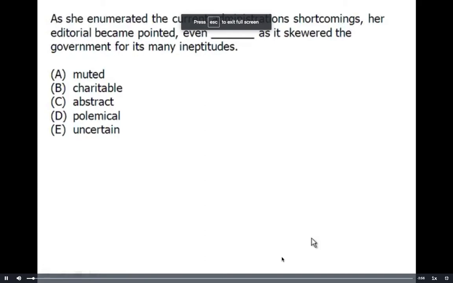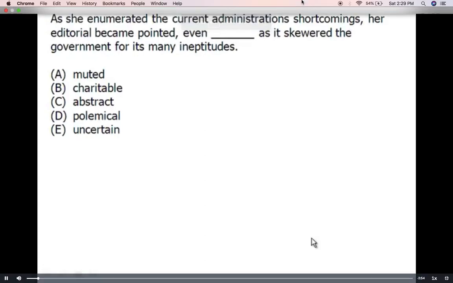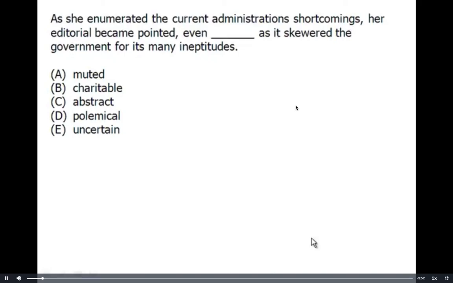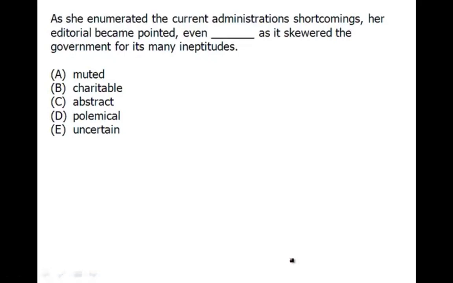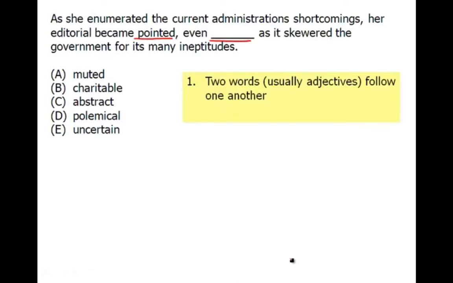Okay, in this video, we're going to be dealing with a sentence where there definitely isn't a shift, and there's a similarity that's important to note. This is called an apposition, where you have two words that are next to each other. In this case, we have pointed, even, blank. And when you're dealing with these two words next to each other, they usually tend to be adjectives. Again, they follow one another.